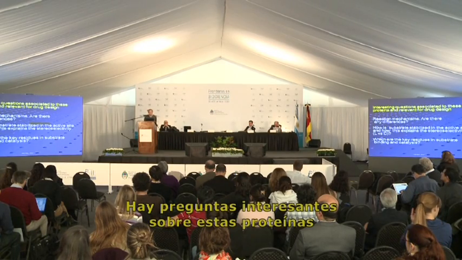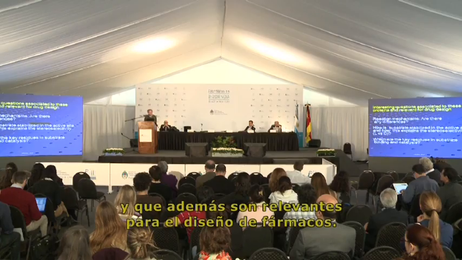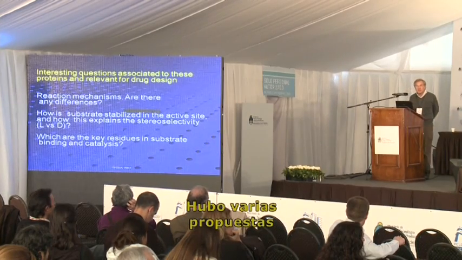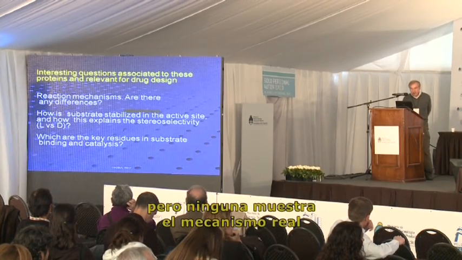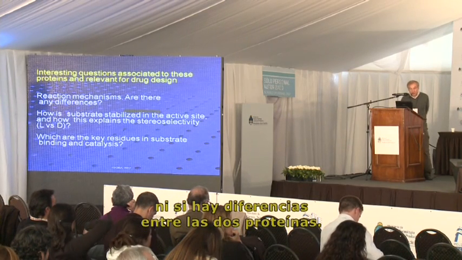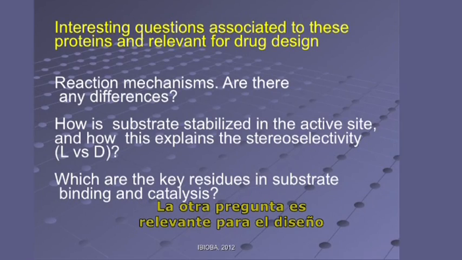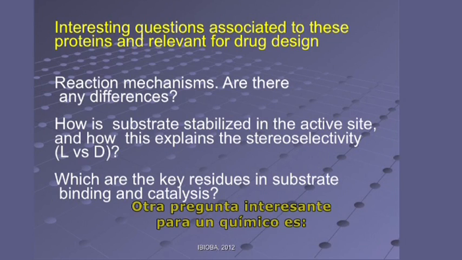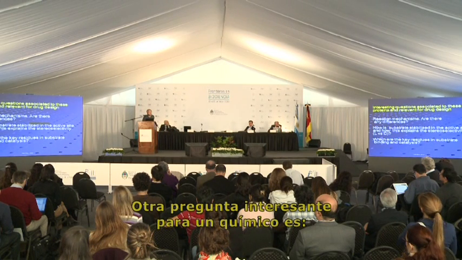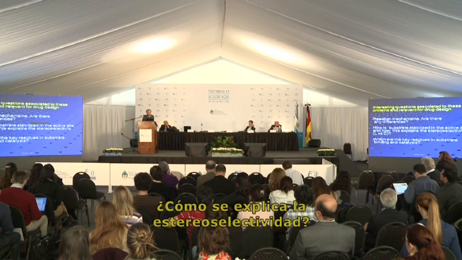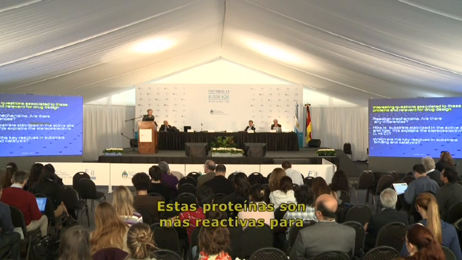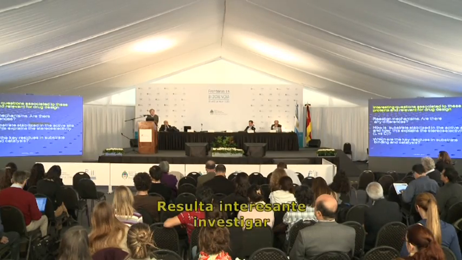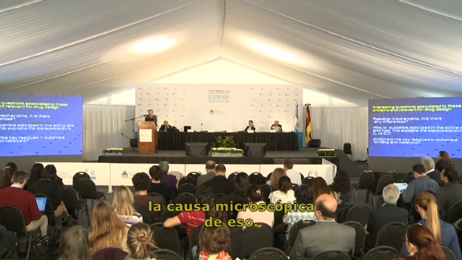The interesting questions associated with these proteins and relevant for drug design are, in the first place, what is the reaction mechanism? There were several proposals, but no one really knew the real mechanism. And also whether there are differences between the two proteins. The other question, also very relevant for drug design, is how the substrate is stabilized in the active site. And also an interesting question for a chemist is how to explain the stereoselectivity. These proteins are much more reactive towards L-tryptophan than towards D-tryptophan. And so it's very interesting to see what the microscopic cause of that is.